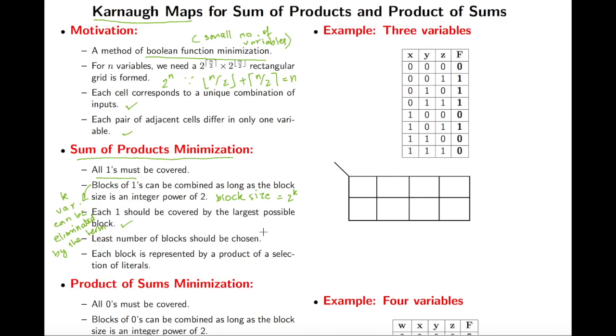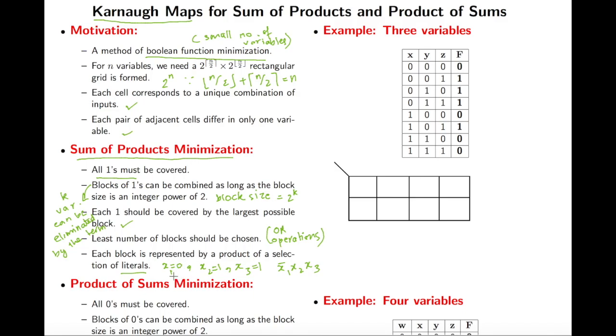And the least number of blocks should be chosen because of the OR operation, because all terms corresponding to all blocks will in the end be added, since we are talking about sum of products, and each block is represented by a product of a selection of literals. For example, if a block is represented by x0 equal to 0, x1 equal to 0, x2 equal to 1, and x3 equal to 1, then for sum of products, what is the corresponding term? The term is x1 bar x2 x3. Correct? Because we take the complement when the variable is 0.